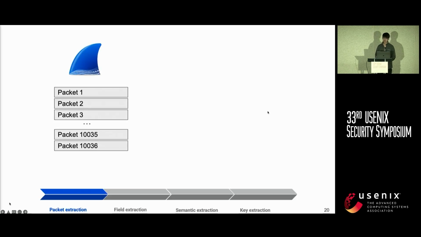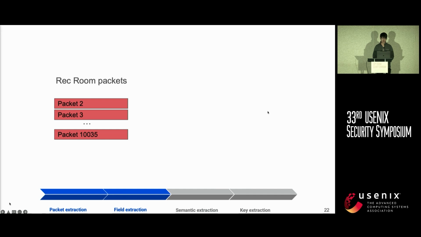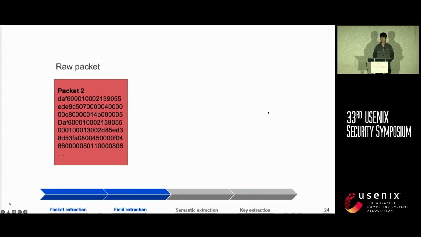First, let's say the attacker uses a network traffic recorder like Wireshark and records a bunch of packets. The first step is to extract the relevant app packets, in this case, the Rec Room packets. The attacker can easily do this by, for example, filtering by the application port. Now that we have the Rec Room specific packets, if we open one of the packets, we'll just see a bunch of bytes that we cannot understand just yet.